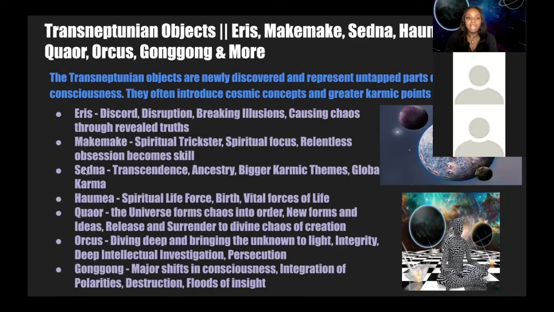So Sedna is, I believe, the farthest out object in our solar system. It is kind of at the outer limit, almost into the Oort cloud, which is very on the outskirts of the solar system, okay? It represents transcendence, ancestry, bigger karmic themes, and global karma. So, Sedna is going to really show us the very overarching and intense karma that we're dealing with. This isn't just wounded karma or pain or relationship karma. This is like what the purpose of our incarnation is. This is like how we're trying to evolve on the highest spiritual level. And this will often relate to your ancestry, past lives, and karma that you've come into this lifetime with.